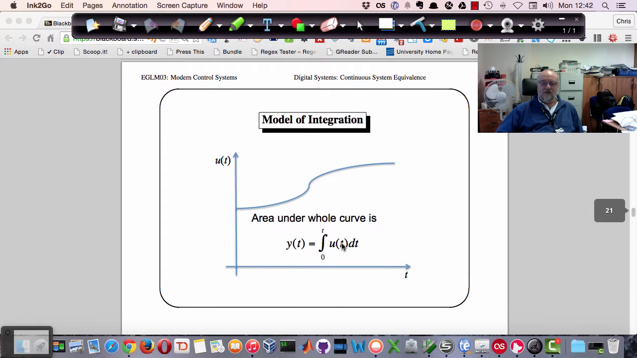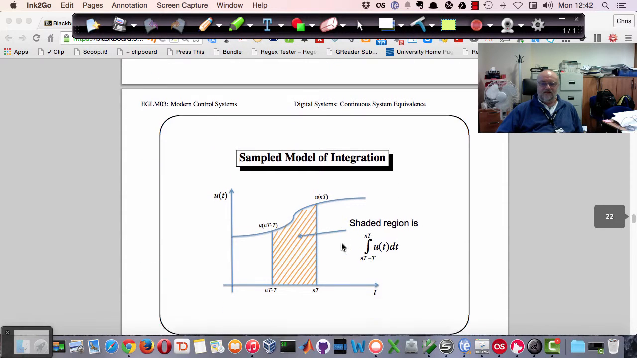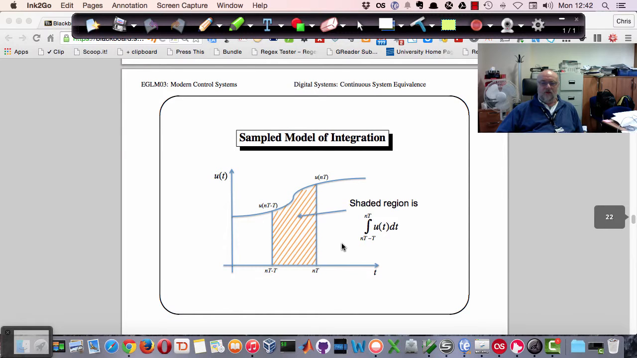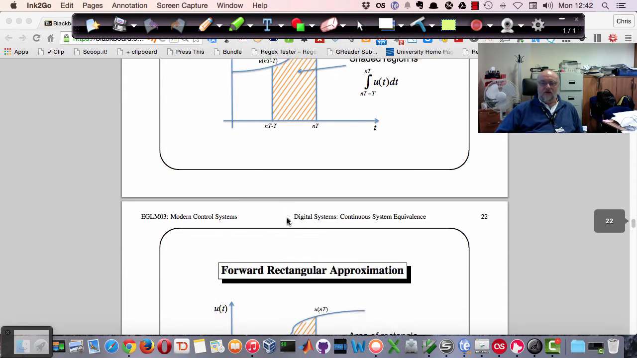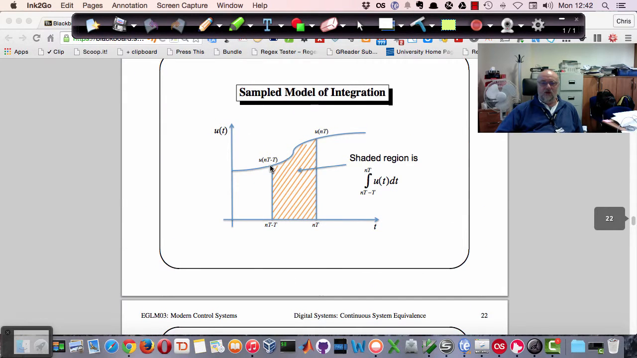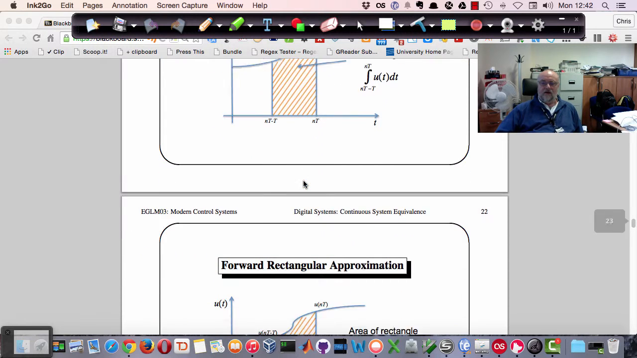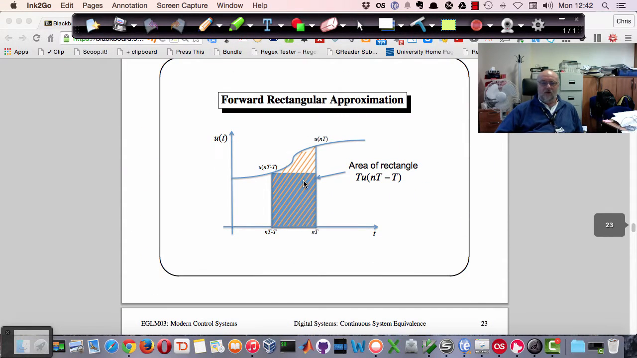If we could calculate that precisely, then we would get the right answer. But what we do is take a simplified model. Basically we break it up into pieces, and look at the nT minus T and the nT version. So we're looking just at the integral over one sample period, and of course the values u(nT minus T) and u(nT) are there. And there are a number of ways we can approximate that.